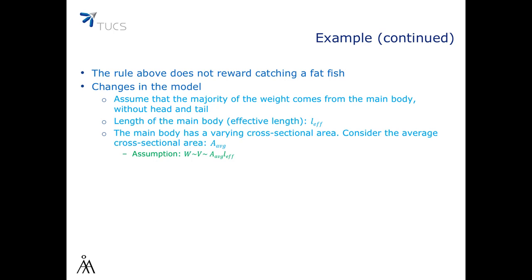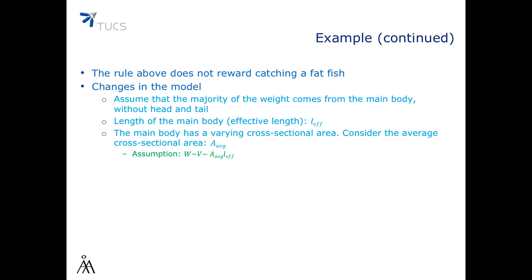Now, when we think about this, and especially thinking that some of our fish are going to be fatter, some of them are going to be thinner, the main body has a varying cross-sectional area. So we are going to consider in this revised model the average cross-sectional area, and we are going to denote that by A sub AVG, standing for the average cross-sectional area. So our assumption is going to be that the weight is, as before, proportional to the volume, but the volume now is going to be proportional to the product between the average cross-sectional area and the effective length.